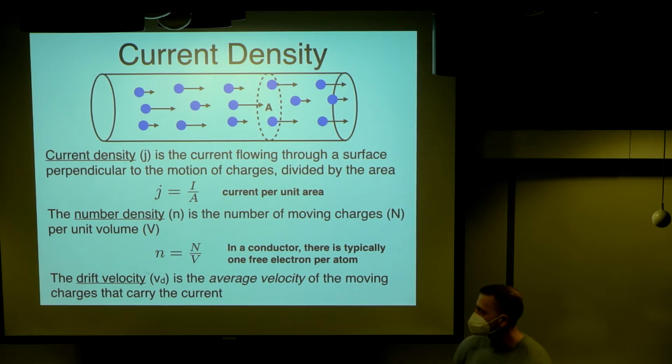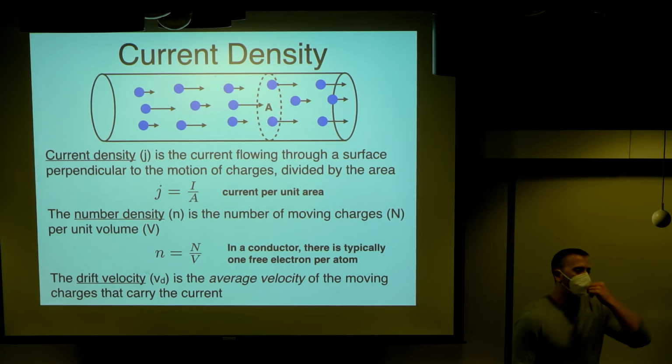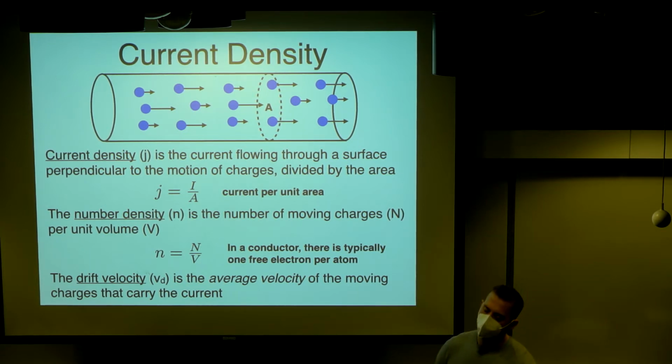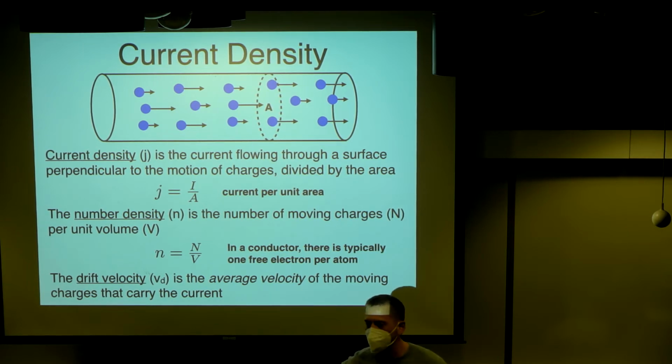Lastly, drift velocity. So we had discussed that the velocity of your charges moving down the wire is more or less constant. Okay? In other words, the charges are not speeding up because there's a balance of two effects, which is the electric field pushing it through the wire and the collisions it's experiencing that impede its motion.